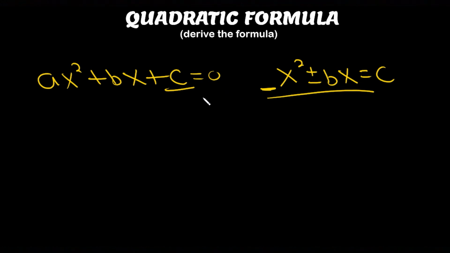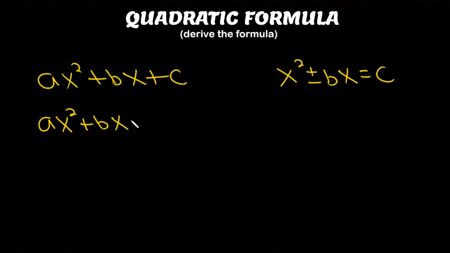Okay, so first step, let's take that c term and move it all the way over to the right hand side, because that's my constant, right? And we need our constant on the right hand side. So let's go ahead and do that. And now we're going to have ax squared plus bx equal to a negative c. Okay? So what do I do from here?